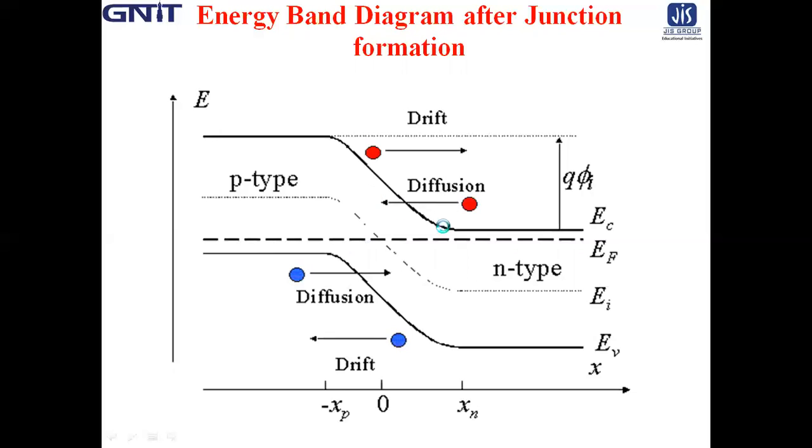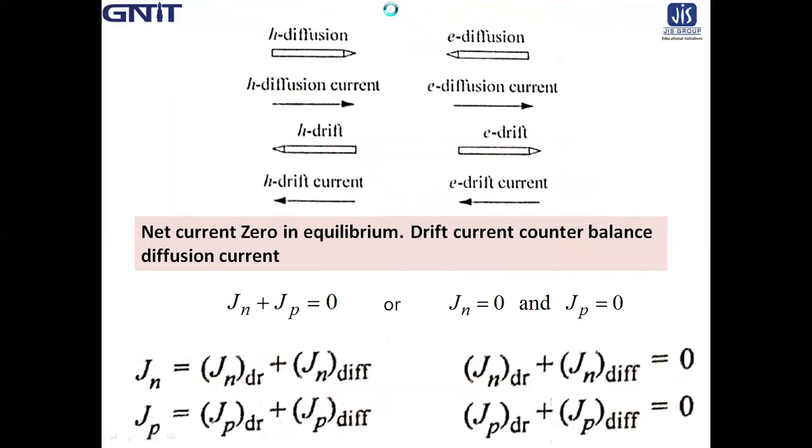So there are two diffusion currents and two drift currents. See, the hole diffusion occurs actually from P to N. Similarly, the direction of hole diffusion current is P to N. Electron diffusion occurs from N to P. Similarly, the reverse direction is the electron diffusion current, that is from P to N.